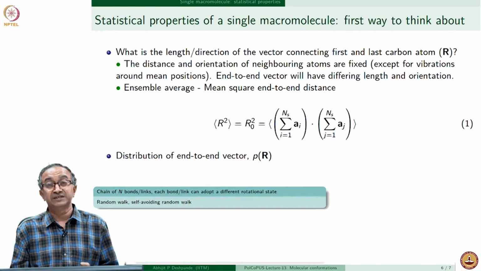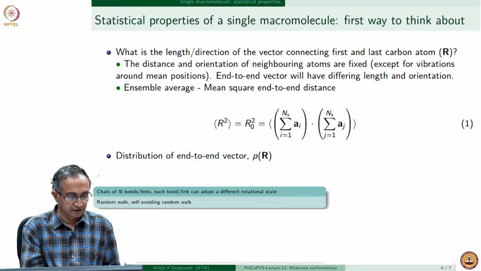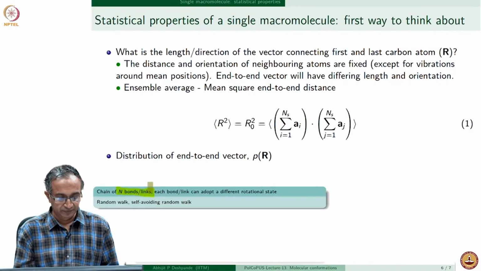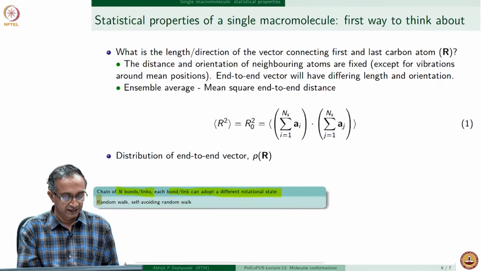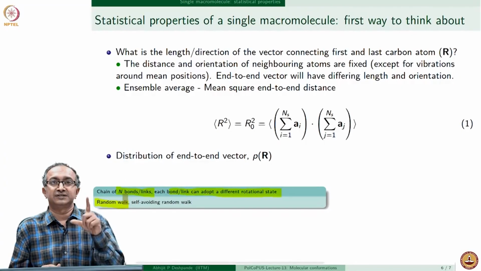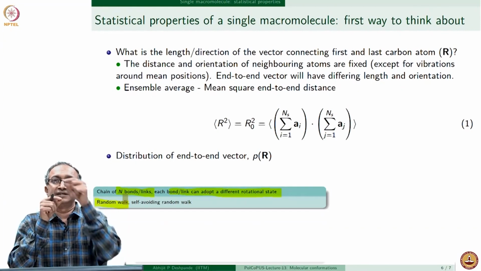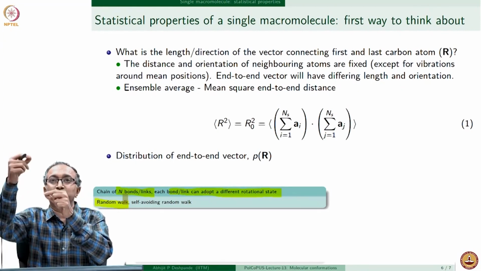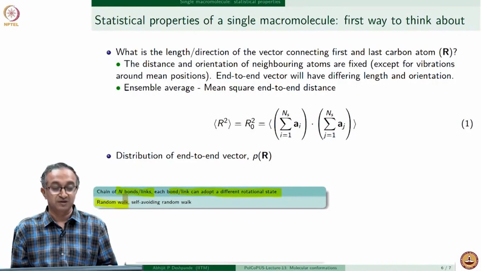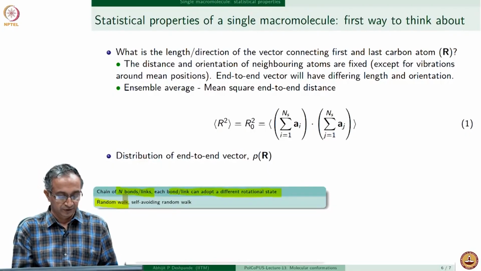So effectively what we have is a polymer chain with n bonds and links, and each bond can adopt different rotational states, and it is equivalent to doing a random walk. So it's like first step, then second step, then third step, fourth step. Therefore it's like a random walk in 3 dimensions, and this is the fundamental model theory based on which we get properties of polymers.